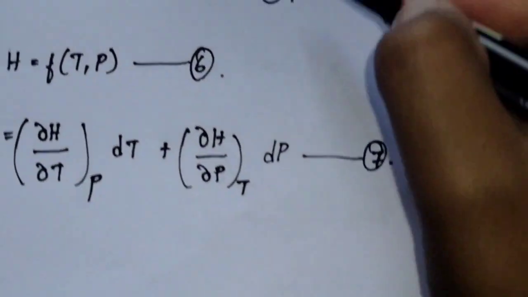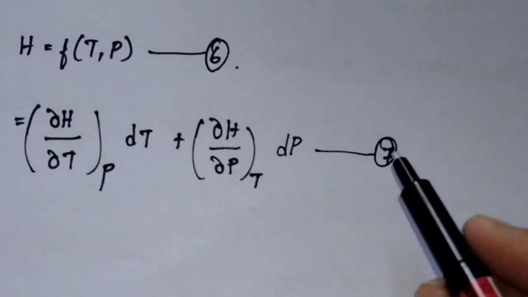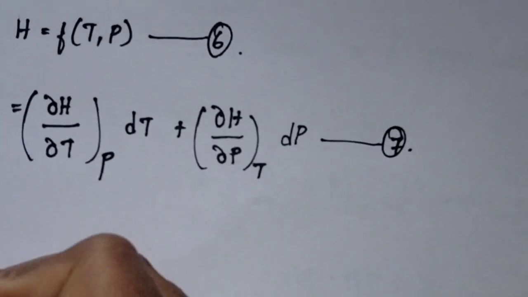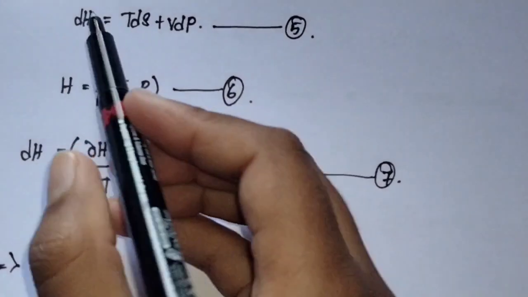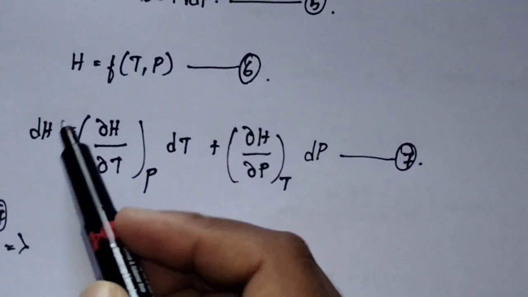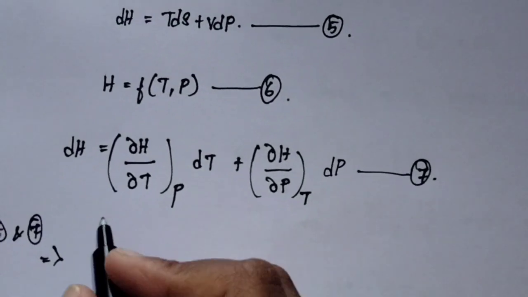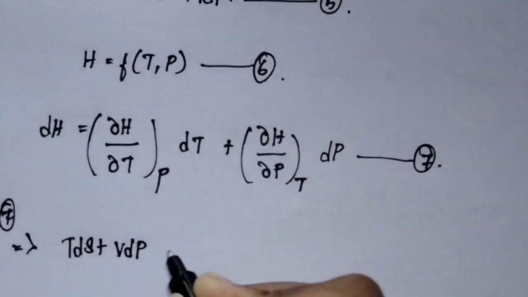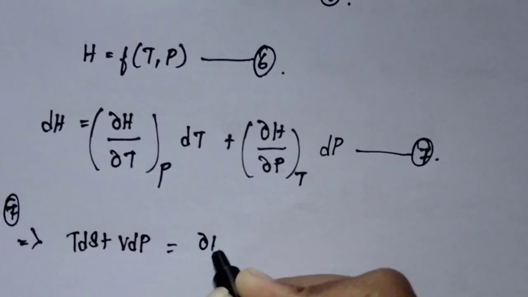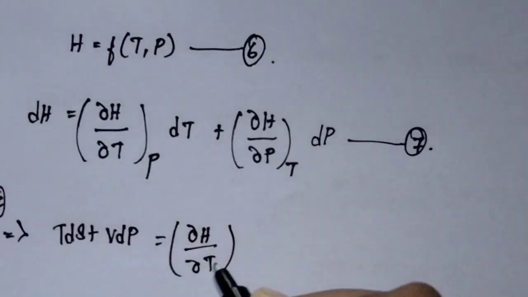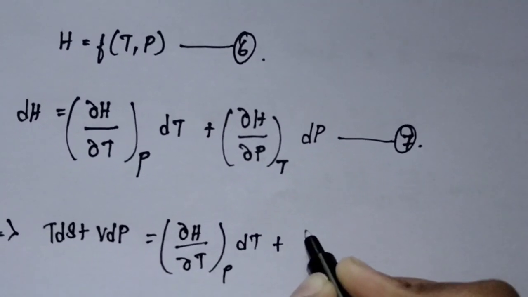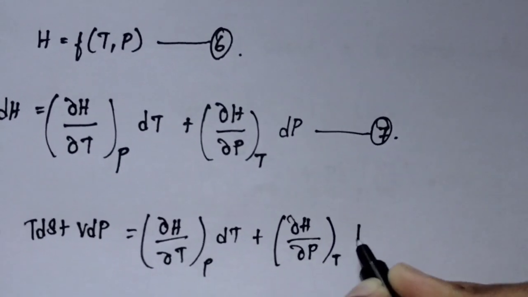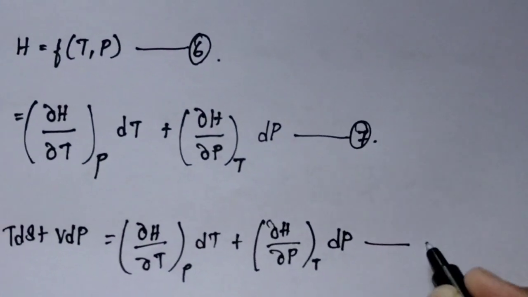From equation 5 and equation 7, substituting the value of dH here in equation 7, we get the value of dH as T dS plus V dP. So T dS plus V dP is equal to (∂H/∂T) at constant pressure times dT plus (∂H/∂P) at constant temperature times dP. Take this as equation number 8.